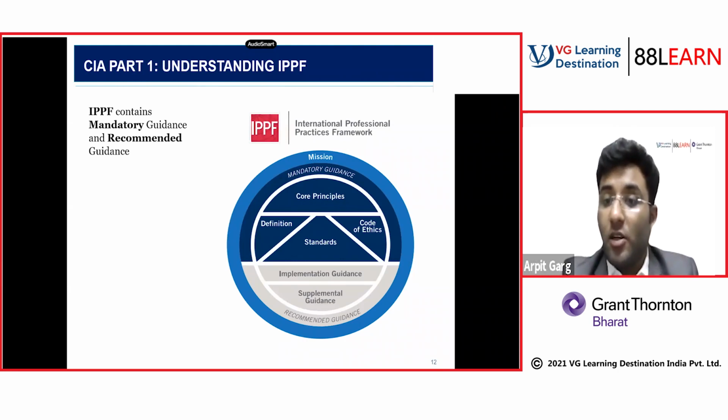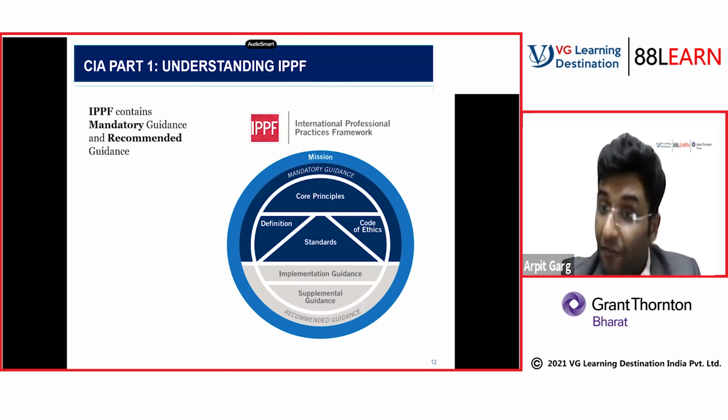What does it cover? It covers two important parts: mandatory guidance and recommended guidance. Under the mandatory, there are four things that we have to remember. What are those four things? The first is the core principles of internal auditing. There are 10 core principles that we'll understand as part of the mandatory guidance.